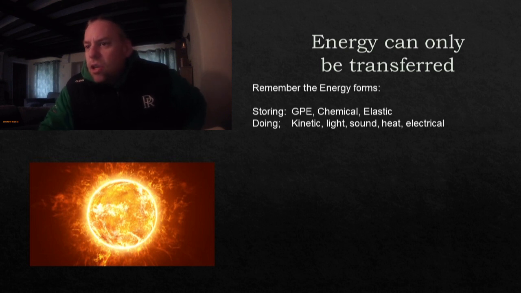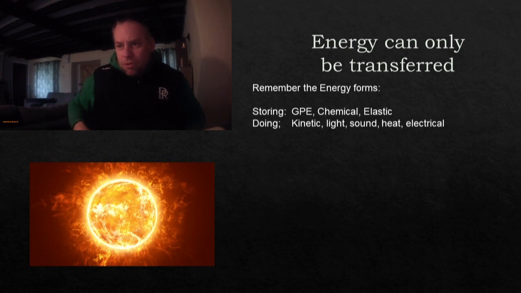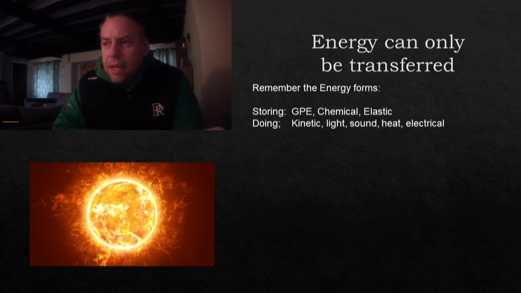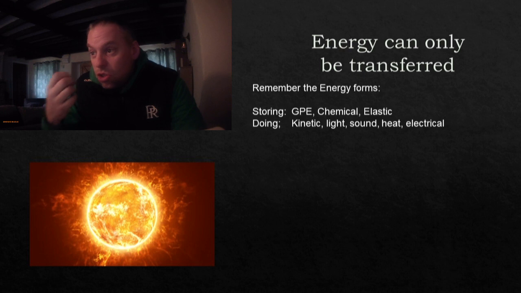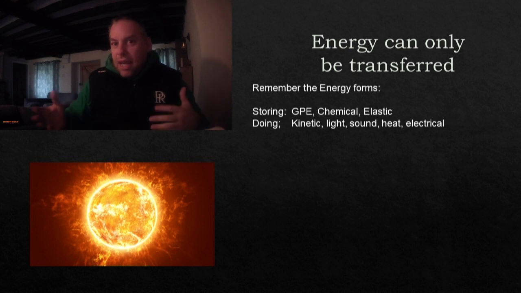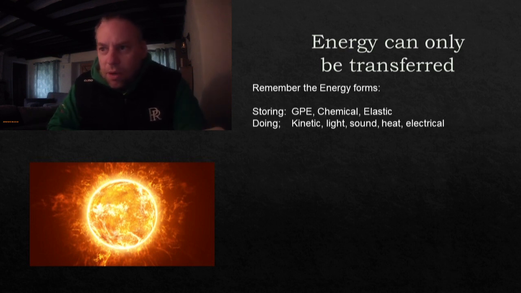So in the previous lesson we talked about storing energies. We looked at GPE, chemical and elastic as being those energies where we can store energy in a form. The doing energies were energies that move around, and you can see them with different particles moving. We talked about that again in the previous video. And they were kinetic energy, that's a physical solid object moving, light, sound, heat and electrical.